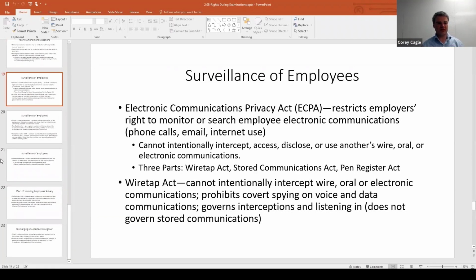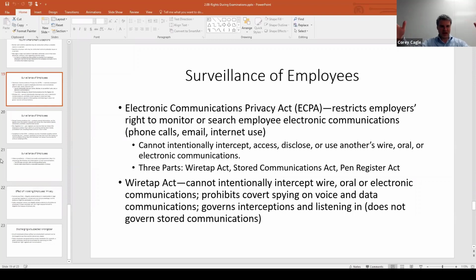Surveillance of employees, we're shifting gears to that now. We've talked a little bit about some of this. The Electronic Communications Privacy Act restricts employers' right to monitor or search their phone, email, internet use, and things like that. You can't intentionally intercept, access, disclose, or use somebody else's wire communication, oral communication, or electronic communication. And there's three parts to this: Wiretap Act, Stored Communications Act, and less important, the Pen Register Act. But under the Wiretap Act, you can't intercept stuff. Stored Communications Act, you can't go digging into stuff.